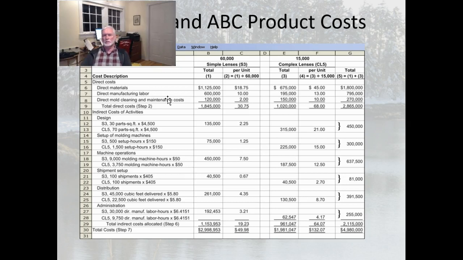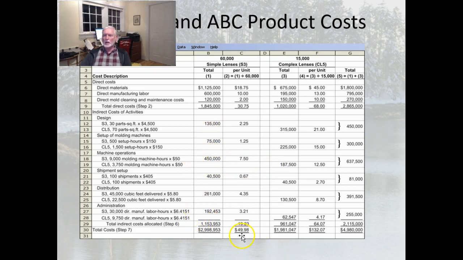Anytime you can move a cost into direct, you're going to get a better allocation. So we're able to directly trace those mold cleaning costs. So design, number of square feet, so we come up with different costs for each. So it's $135 and $315, so the $450,000 of design costs. There's much more of that goes to complex than simple. Machine operations, $637,000. We're using the cost driver there, so we end up with a lot more here, and so forth.